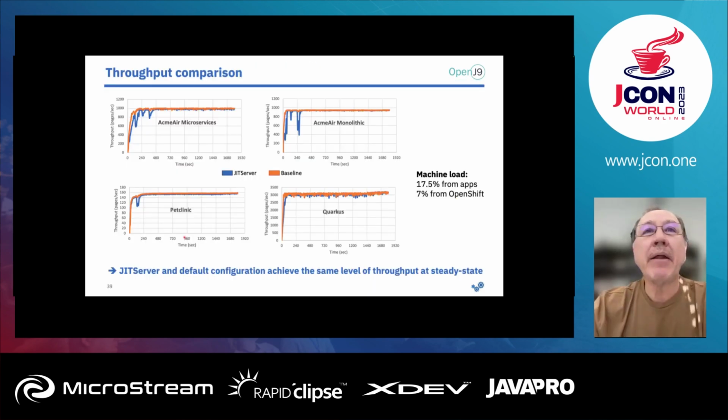And if we're wondering about performance, as you can see, the orange is without JITServer, the blue is with, and basically we're getting the same performance. Well, we get the steady state. It's basically the same. Again, using 33% less resources.